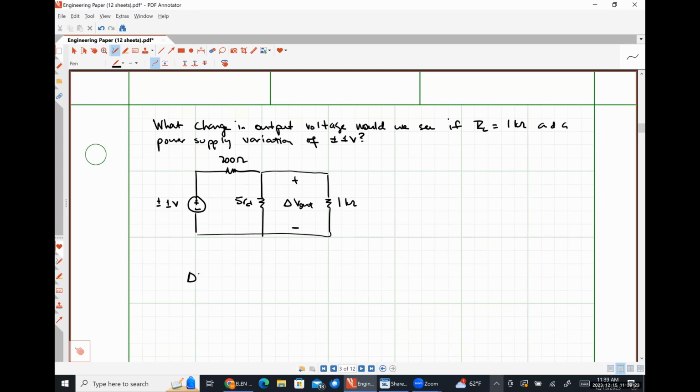And so delta V out will wind up being plus or minus 1 volt times 5 RD in parallel with 1 kilo ohm over 200 plus 5 RD in parallel with 1 kilo ohm. I want you guys to calculate this so that you believe I'm not plugging numbers or anything.